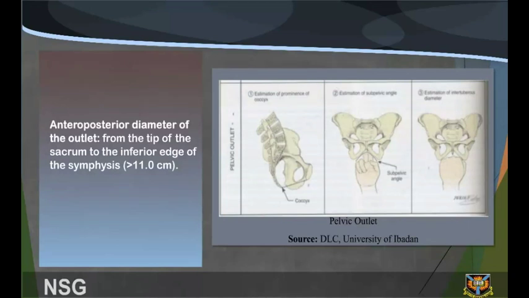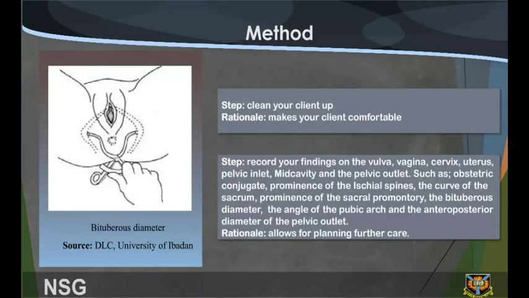Anteroposterior diameter of the outlet, from the tip of the sacrum to the inferior edge of the symphysis. Method: clean your client up. Make your client comfortable.